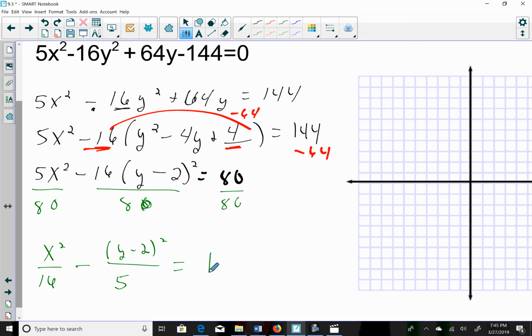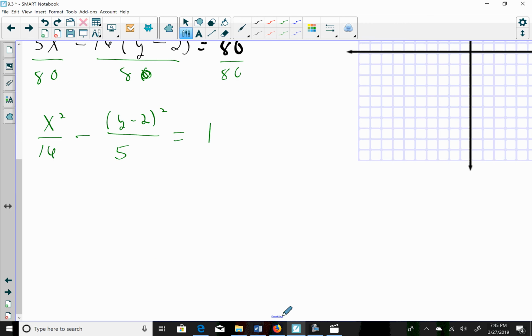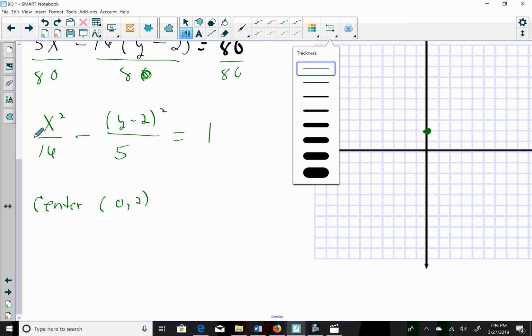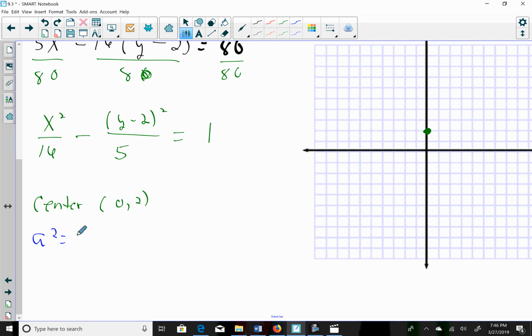Now let's write down the information that I need. I know my center is going to be 0, 2. So let me bring my graph down here. My center is 0, 2. So there's my center. My A in this case is going to be whatever's with the x. So my A squared is going to be 16, which means my A is equal to 4. Again, it's with the x, so it's a left-right movement. So 1, 2, 3, 4.